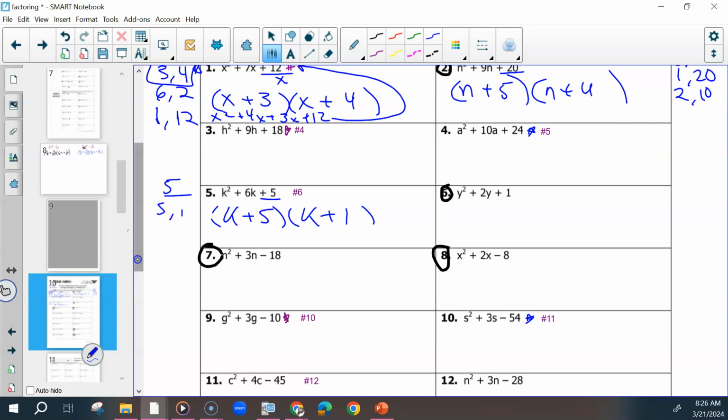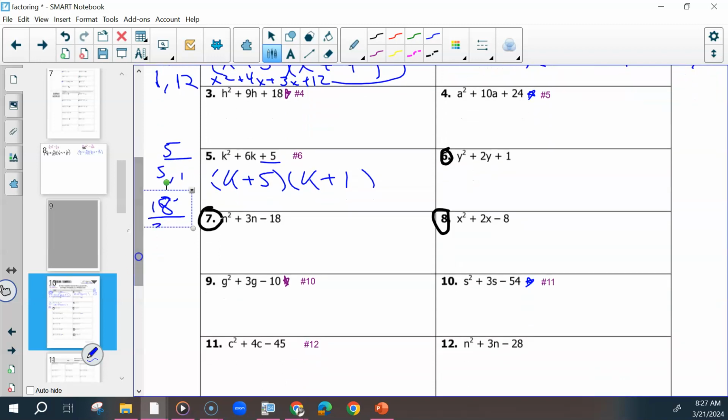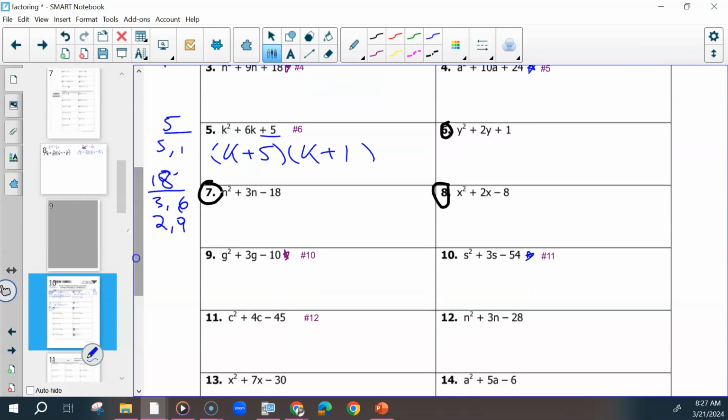Before we get into the minuses, the ones we skipped over, 3, 4, and 6, are there any of those you want to go over, have questions about? Should we do 3? Sure. Factors of 18. 9 and 2, 3 and 6. What else? 1 and 18.